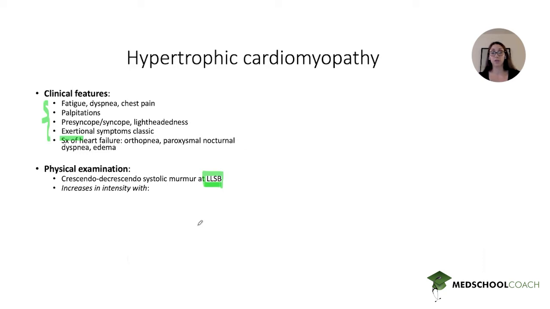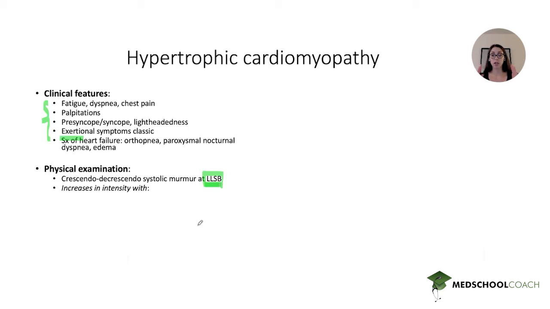And it's really important for HOCM and for all your murmurs to understand your maneuvers and why the murmur increases or decreases in intensity. So in HOCM, the murmur will increase in intensity with all the maneuvers that decrease the amount of blood in the chamber. And the idea here is when you have less blood in the chamber, that anterior motion of the mitral valve leaflet is more likely to be stuck against that interventricular septum and to cause that obstruction because there's not a lot of blood in the chamber to open up that outflow tract and to pull the anterior leaflet of the mitral valve away from the septum.